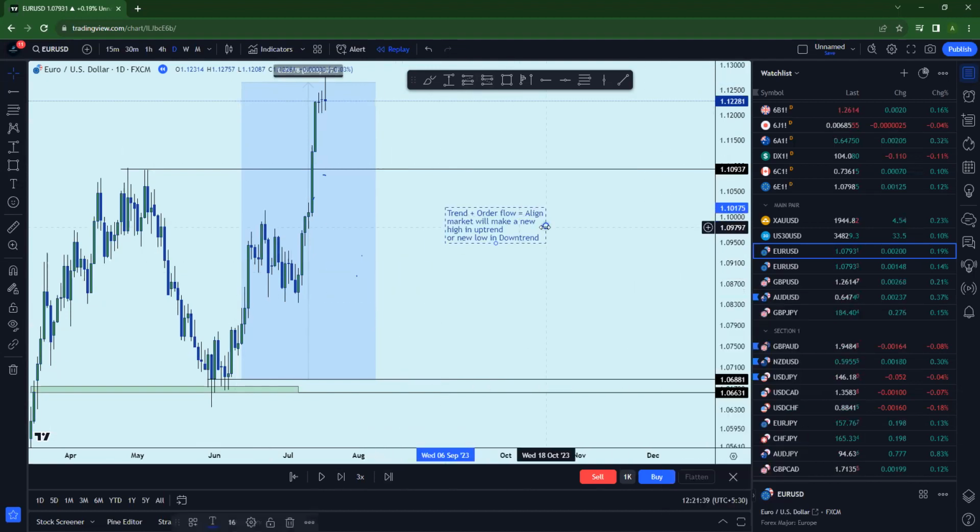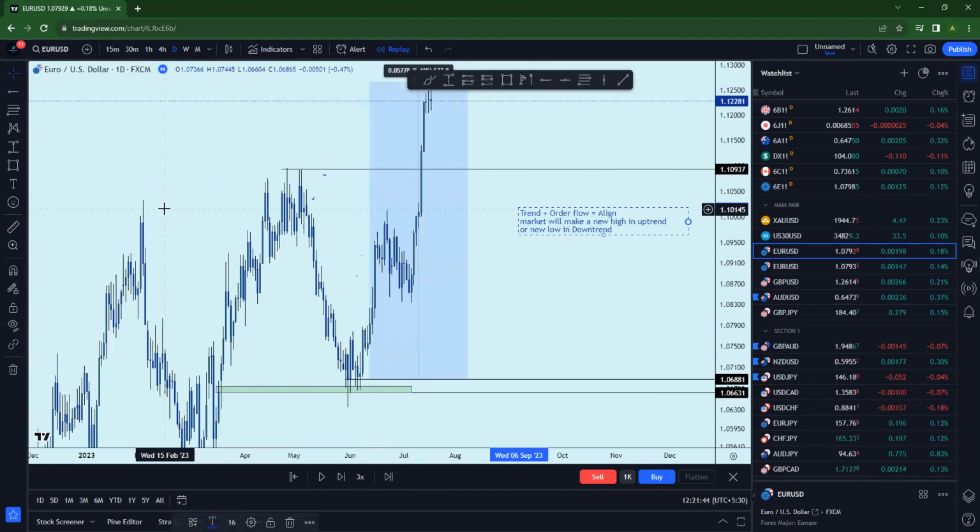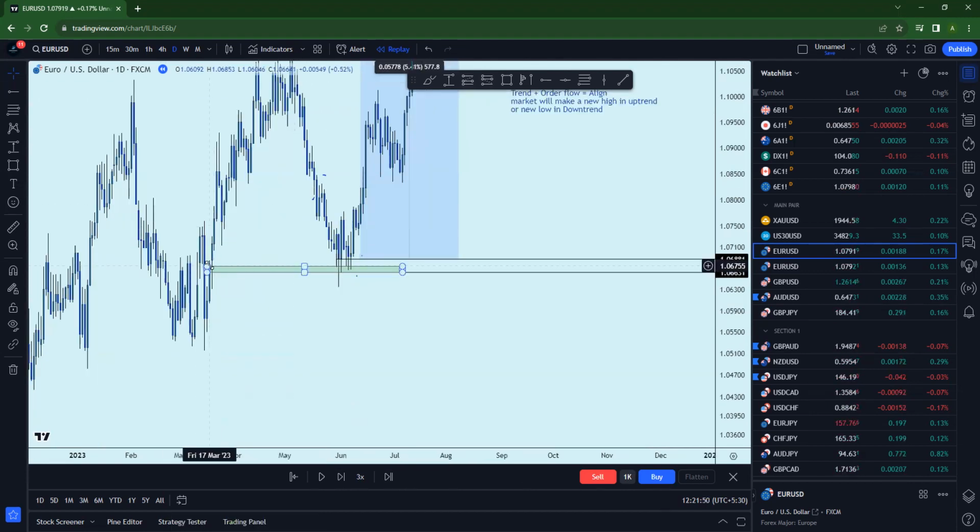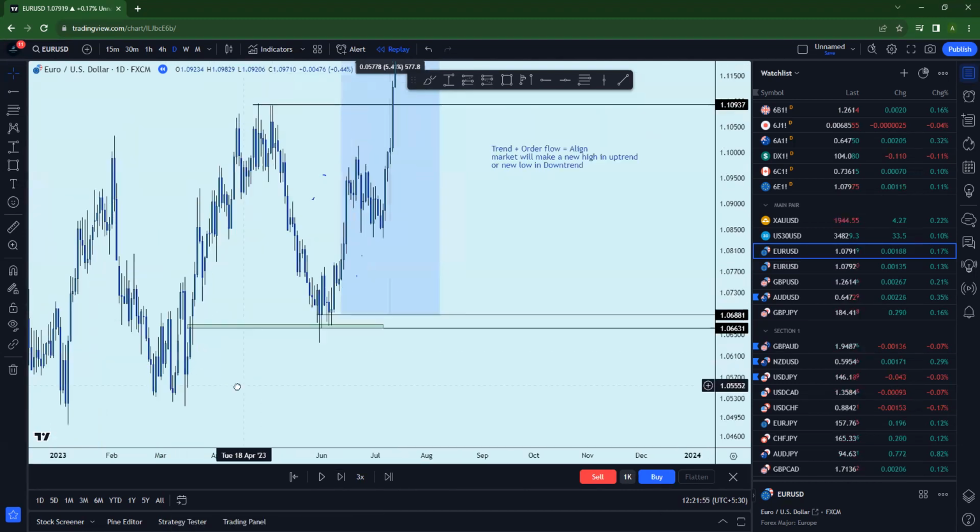So weekly, the order flow was bullish. Trend was bearish, which turned over here. It came down to your weekly and fresh daily demand. So in this case, the daily demand was at a gap level.